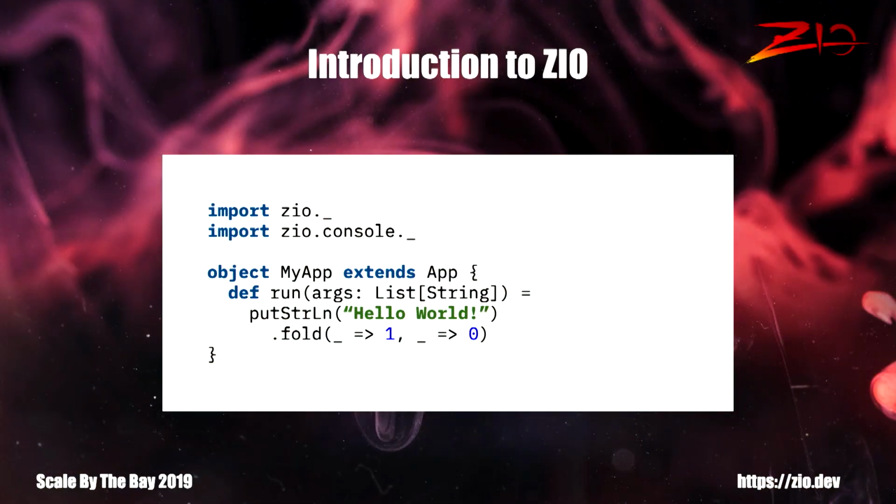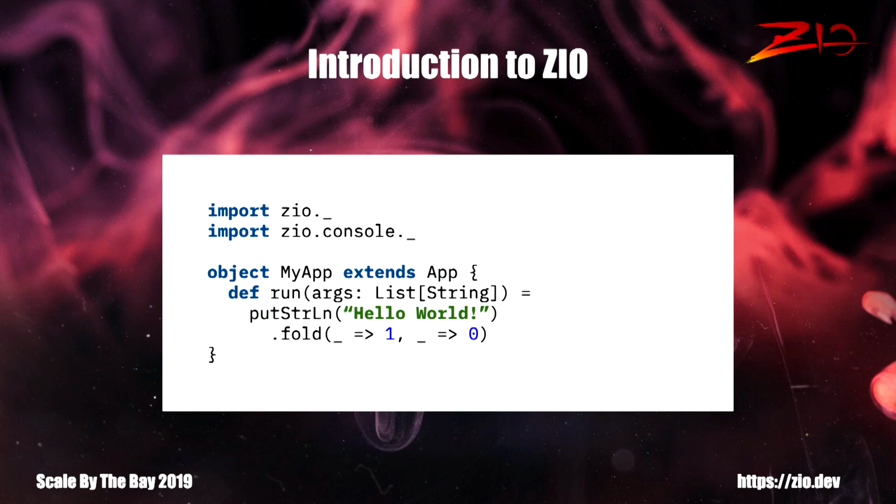In this example, you can see a hello world application with ZIO. It extends ZIO.app, and our main function here, called run, gets to return an effect that it creates by calling putStrLn with a string hello world. Now, John, out of curiosity, what does the .fold do? Why do we need it?